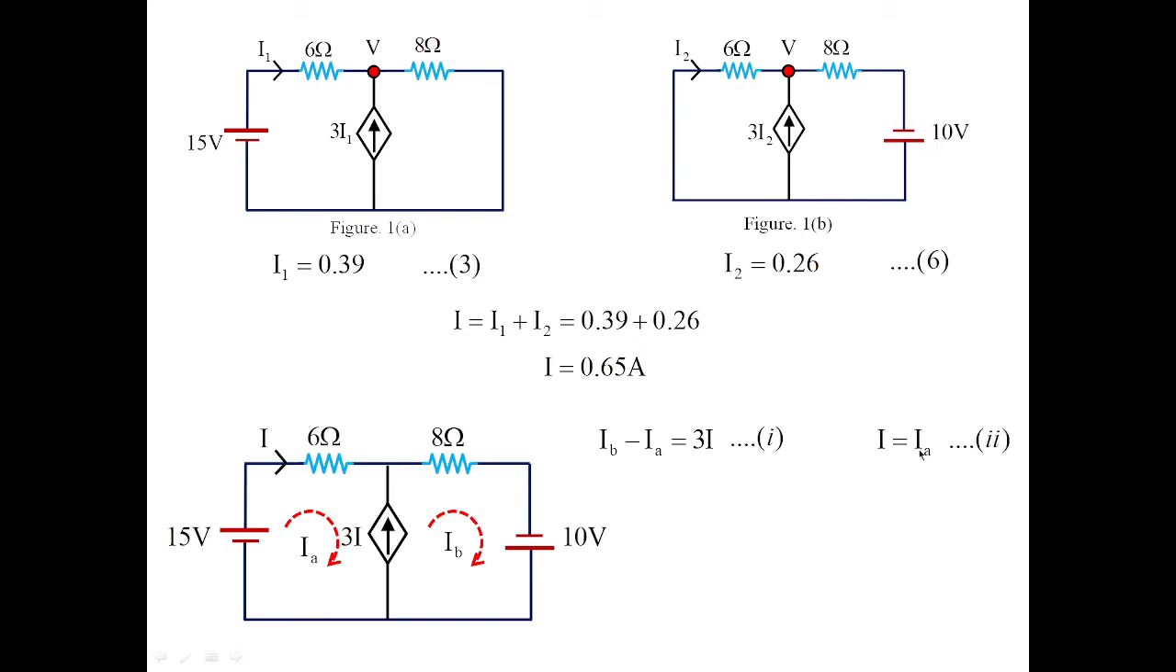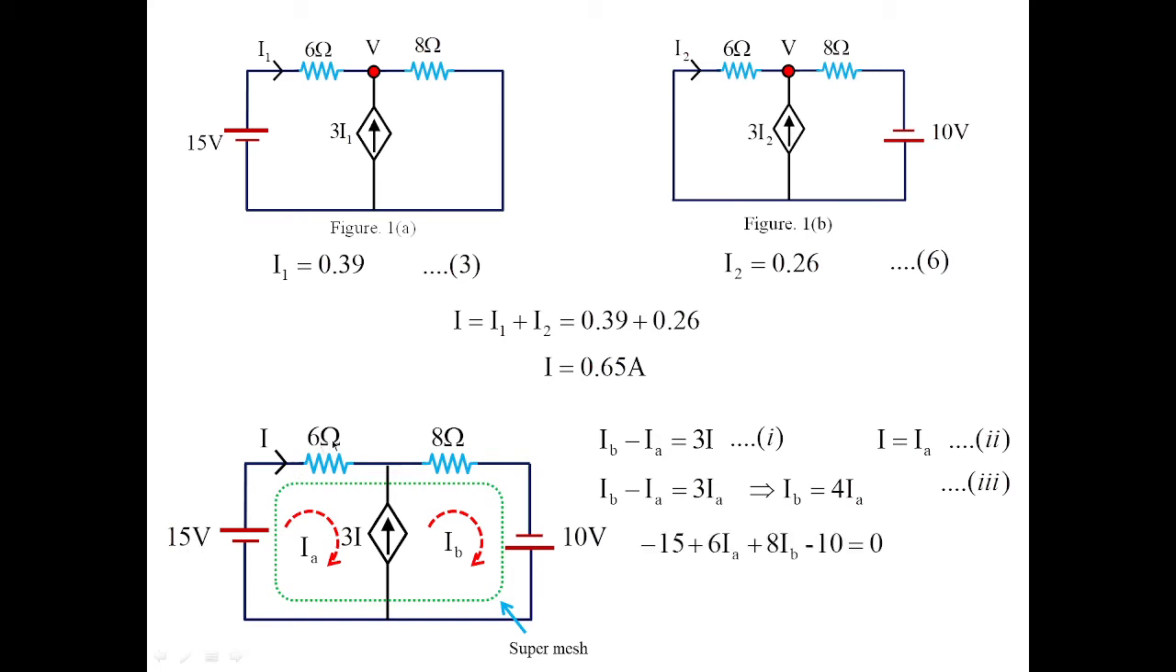Substituting these values in 1, I'll be getting the value of IB equal to 4IA. So I'm treating this as equation 3. So I have obtained the value of IB in terms of IA. Now you can see the super mesh which is framed over here. We are done with the inner mesh, that is IB minus IA equal to 3I. Now we have to calculate the rest of the parameters connected to this mesh. So minus 15 plus 6IA plus 8IB minus 10 is equal to 0. With this, I'll be getting the value of 38IA equal to 25.